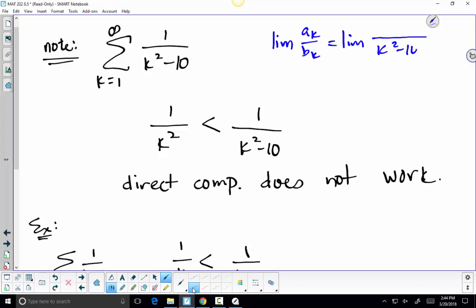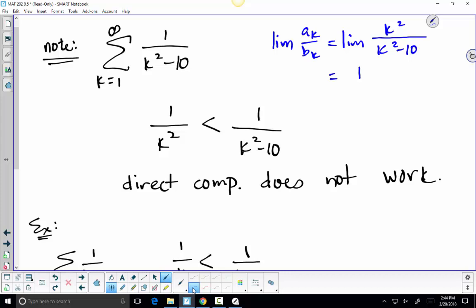of 1 over k squared minus 10. B sub k is the one that we know its behavior. So it's a p series or a geometric series. So we have to divide by b sub k, so that means multiply by the reciprocal. And what is that limit equal to? 1. We have two polynomials, power 2, quotient of leading coefficients, so that limit is going to be equal to 1.